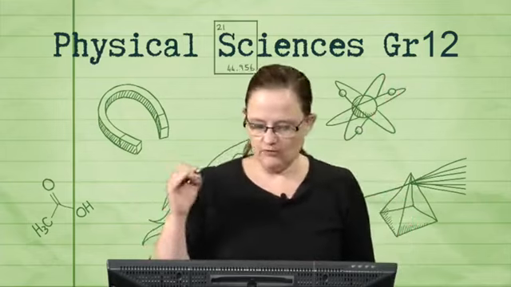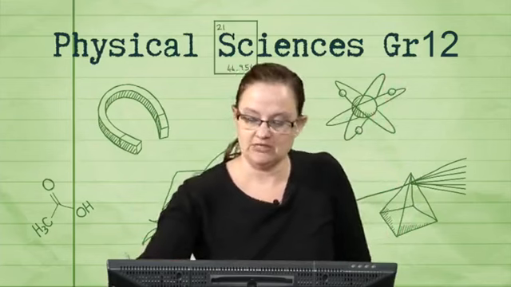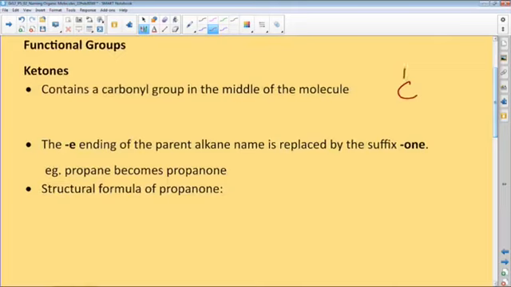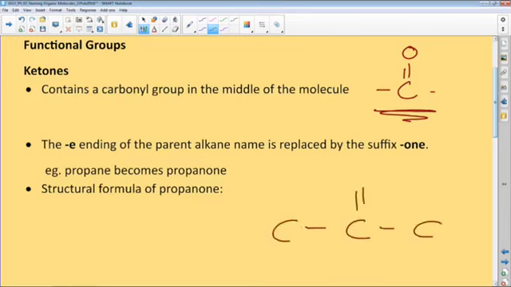Okay, now we've got two more to go to, and that's ketones and aldehydes. Now, ketones have a carbonyl group, so ketones have a double bond to an oxygen. What's special about a ketone is that this bond must sit in the middle of it. So if we look at propanone, I don't need to put numbers, we'll do the number, that's propanone. All right, so a ketone sits there.